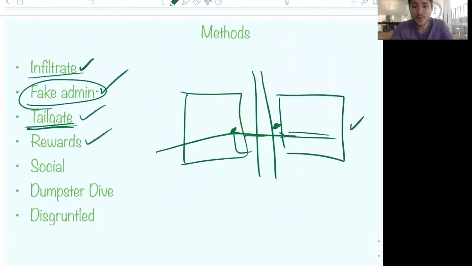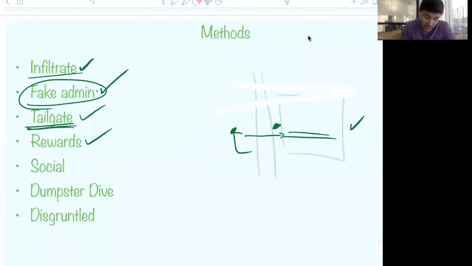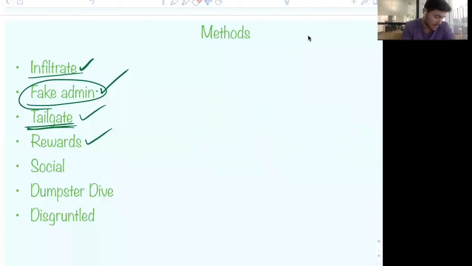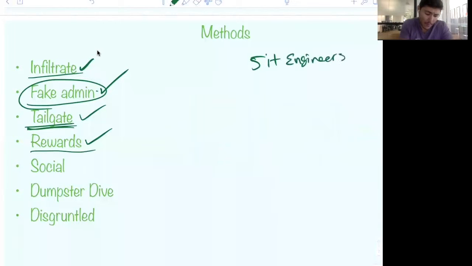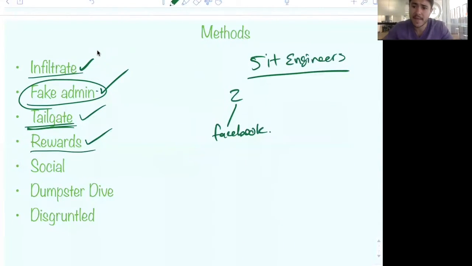Rewards. Guys, rewards is a simple one. If we're trying to social engineer someone, the best form of this would be, obviously, to give them some sort of reward or a particular outcome of some sort. Now, let's just say there are 5 IT engineers of this particular company, and I've done my reconnaissance, and I know that 2 of them are really active on Facebook. They're posting stuff about their organization. They're saying they're having issues with a particular server or an upgrade of their network.